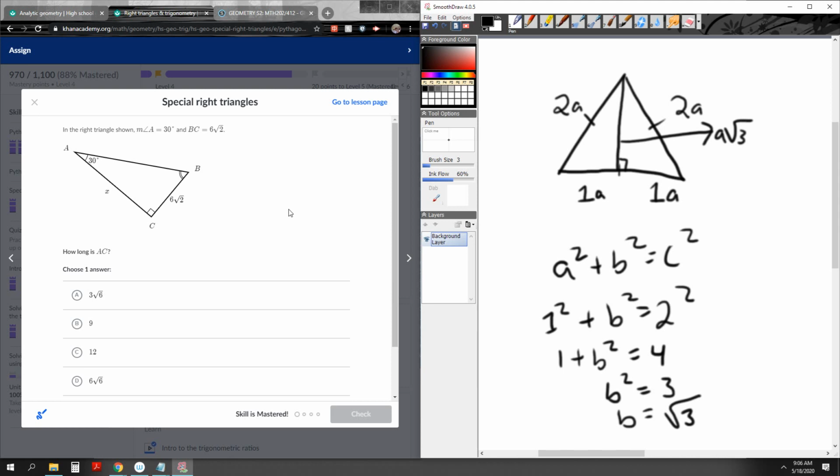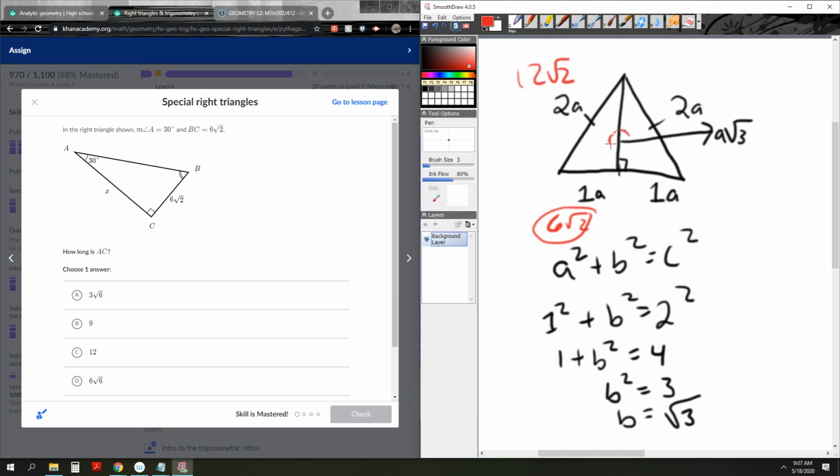So coming back to our problem, 6 root 2, that's across from the 30. That's our short side, the long side, the hypotenuse, cut in half. Let's change it to red. This side right here is 6 root 2. That's this side length right here, which means this would be 12 root 2.